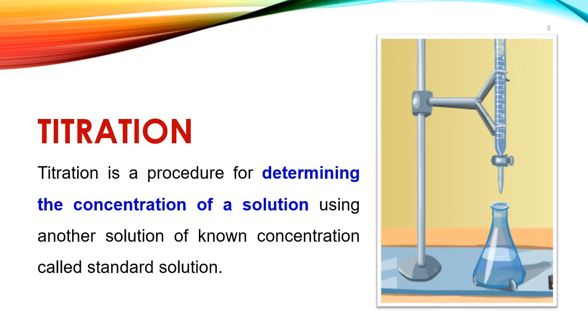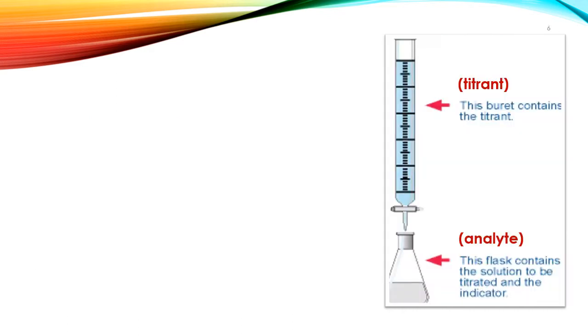Now, what is the meaning of the titration? Titration is a procedure for determining the concentration of a solution using another solution of known concentration, called a standard solution. In a titration, we have two types of solution.